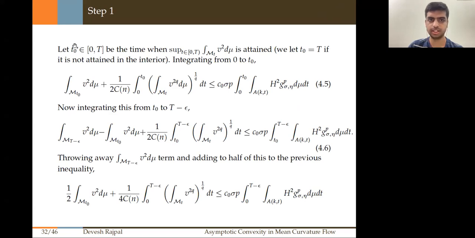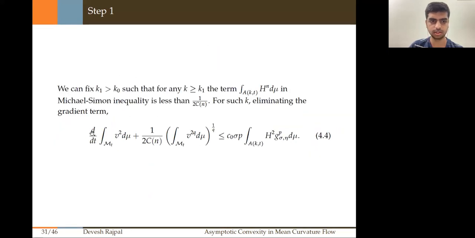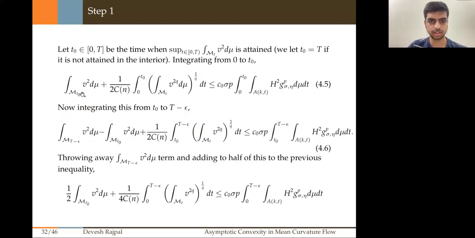So now let T naught be the time where the supremum of the integral over V square is attained, and we have a way to handle the case where the supremum is not attained in the interior as well. First, let T naught be in the interior for now. So we integrate this inequality up to T naught, and we are throwing away the initial term, which will be negative.